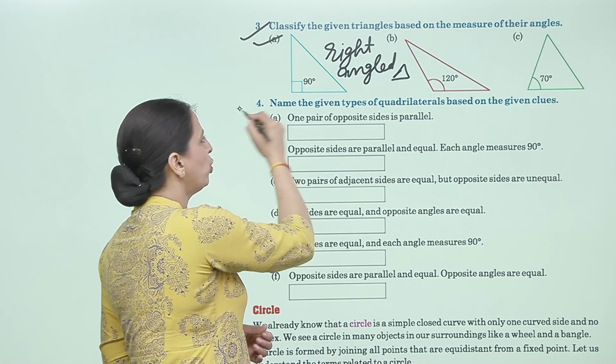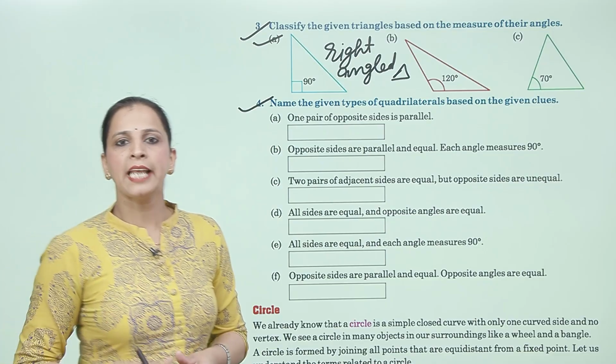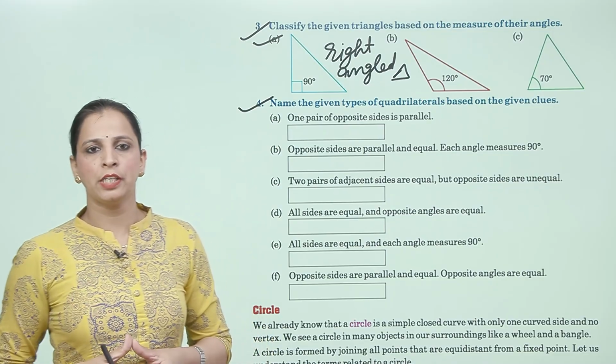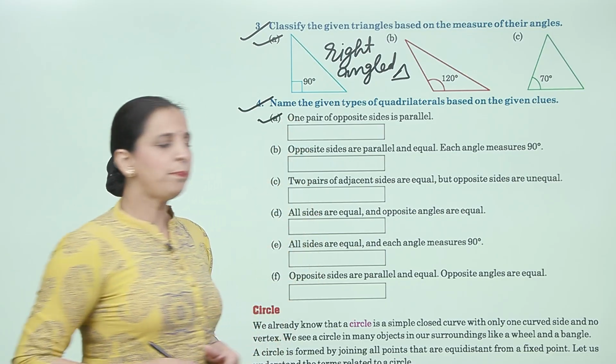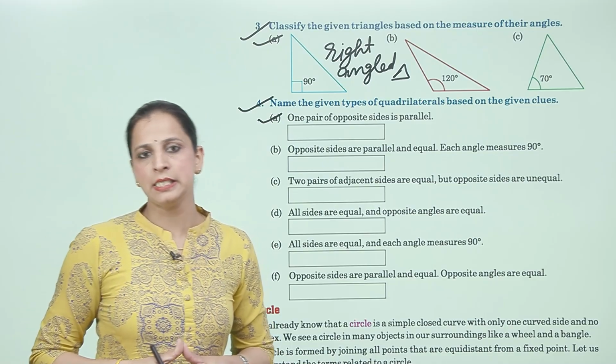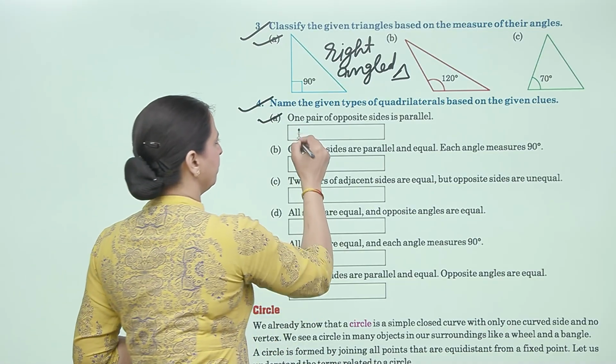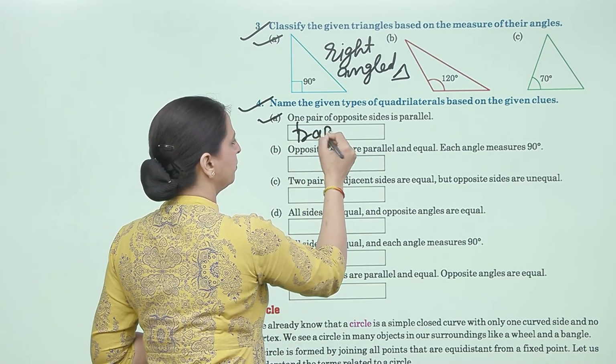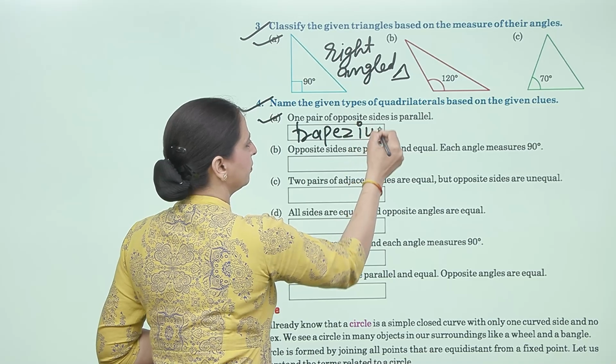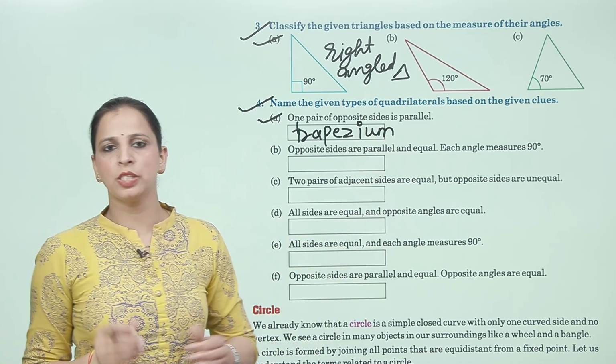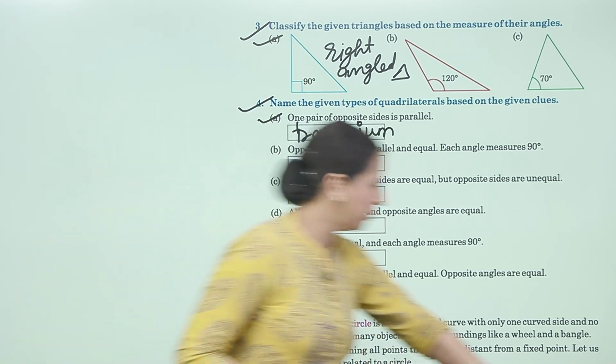नाउ नेक्स्ट क्वेश्चन नंबर 4, नेम द गिवन टाइप्स ऑफ क्वाड्रिलेटर बेस्ड ऑन द गिवन क्लू. नाउ ए, वन पेयर ऑफ अपोजिट साइड इज पैरेलल, दैट इज ट्रेपेजियम. तो बच्चों सेम मेथड को यूज करते हुए बाकी के पार्ट्स आप खुद ट्राई करेंगे.